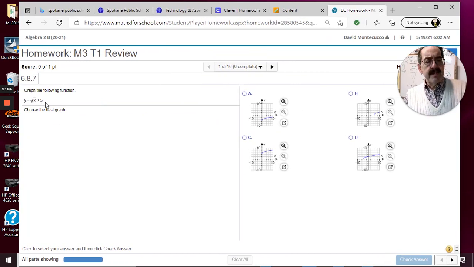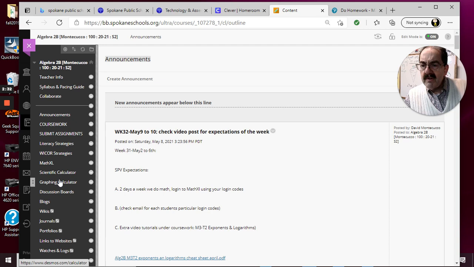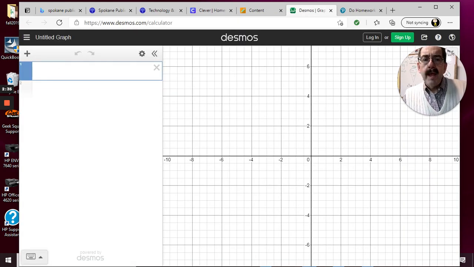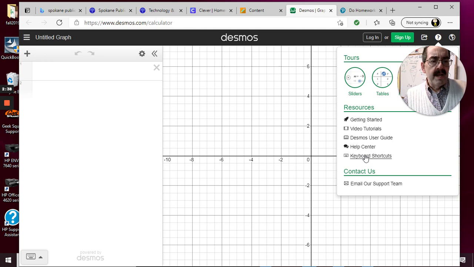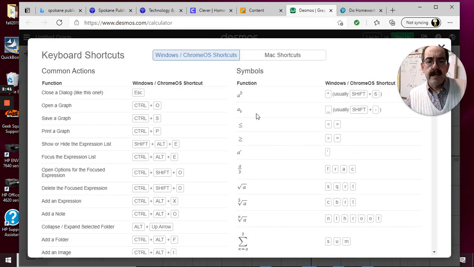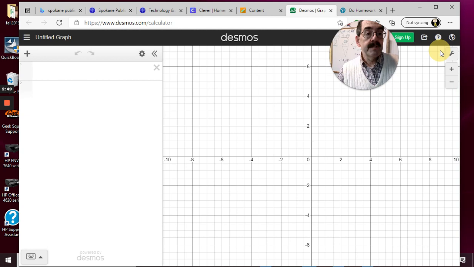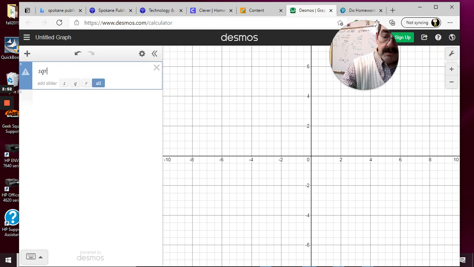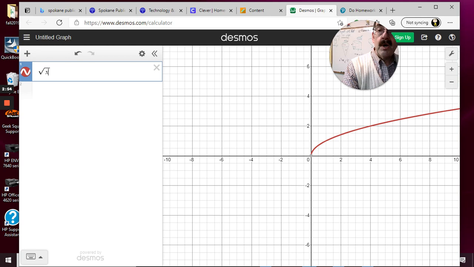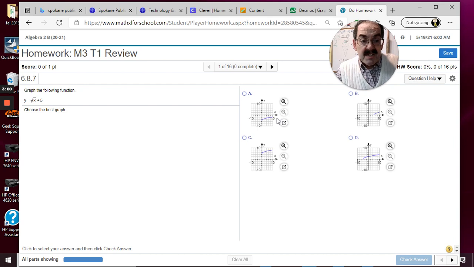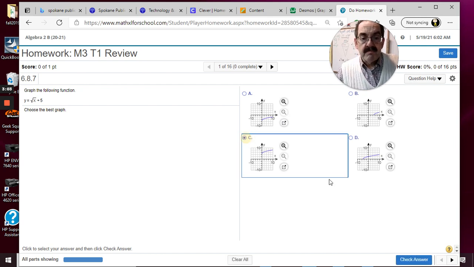Okay, so we need a calculator, okay, and we need the square root of x plus 5. So if you've never done it before, we'll go down here to our graphing calculator, and when you're here, you're going to need the keyboard shortcuts, and we scroll down to square root, SQRT. Cool. SQRT. Boom. X, toggle outside, plus 5. It shifted it up. There it is. Boom. Okay?